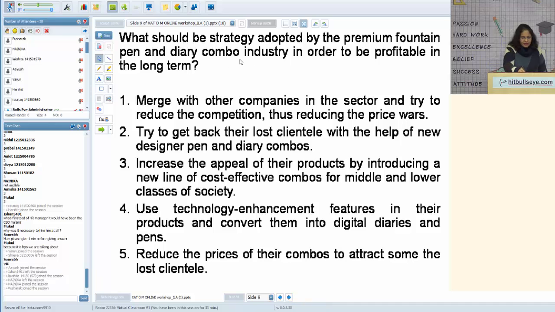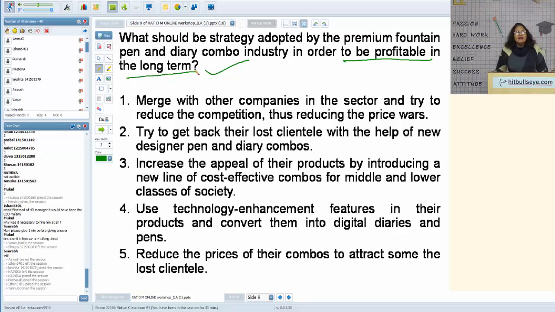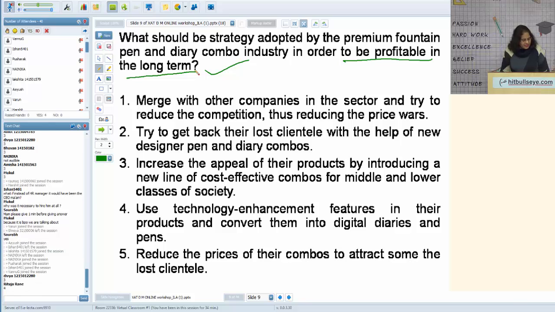Very importantly, the question stem here: what should be the strategy adopted by the premium fountain pen and diary combo industry in order to be profitable in the long term? Very importantly, we have to see whether the decision we take affects the short term or the long term. So what has to be done in the long term so that the industry doesn't suffer? Okay, so give me the answer. Just go through the options. So it's a long-term decision. You can think of some changes in strategy.